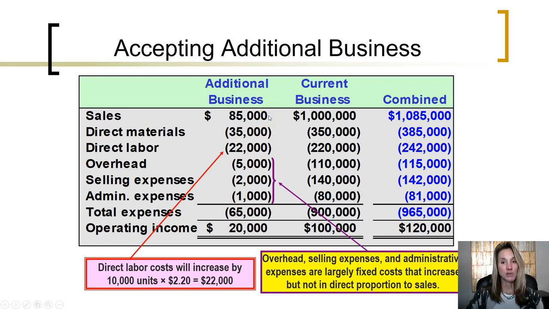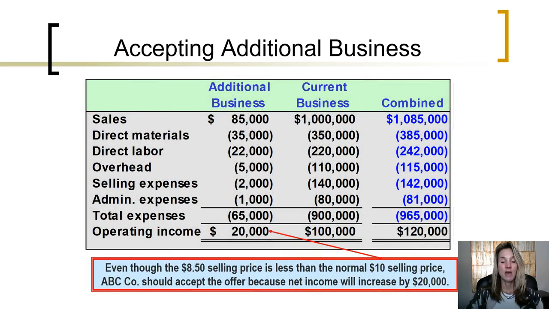$85,000 would be the revenues earned from the sale, cost of $65,000 resulting in a profit of $20,000. Even though the $8.50 selling price is less than the normal $10 selling price, ABC should go ahead and accept the offer because it will overall increase their net income by $20,000.